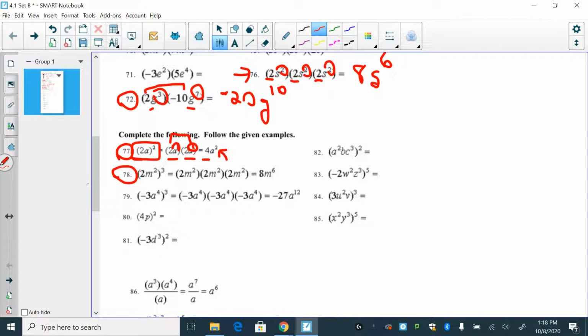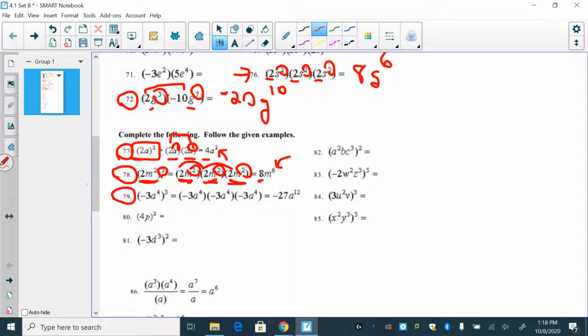So if we look at 78, it's saying repeat the base 3 times. That's what that 3 is. So repeat this base. So 2m squared, 2m squared, 2m squared. So write it out 3 times. And then 2 times 2 is 4 times another 2. There's your 8. M is your base because you've got m, m, m. And then I've got 2 plus 2 plus 2. That's why I've got m to the 6.